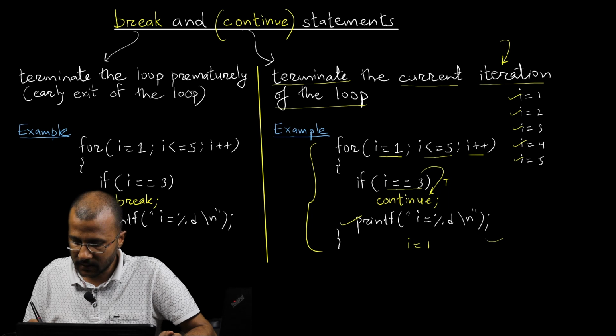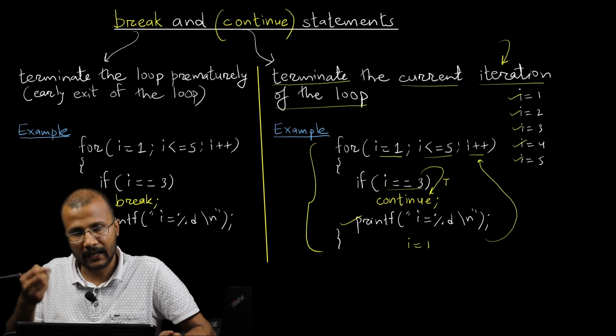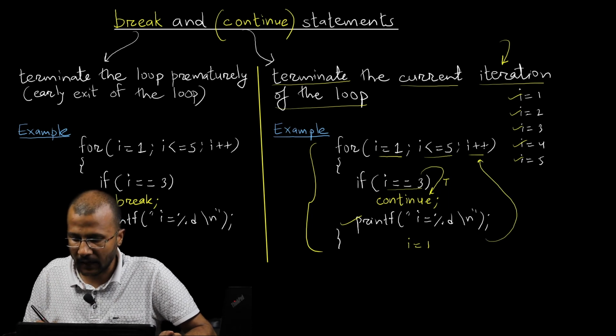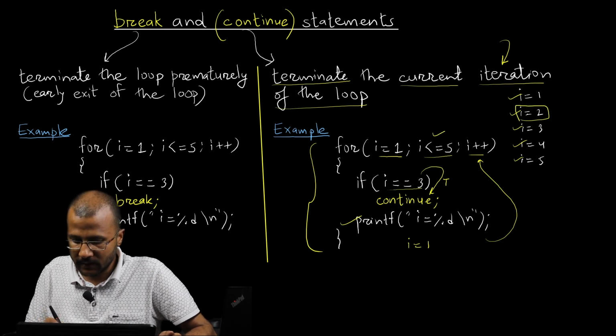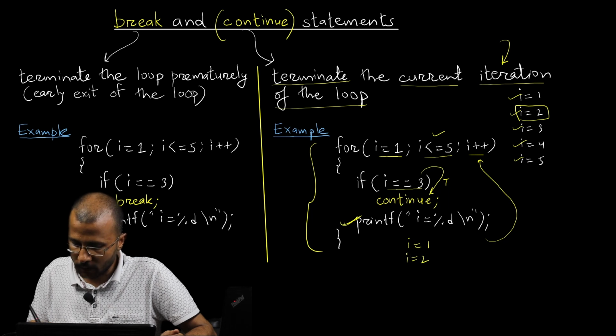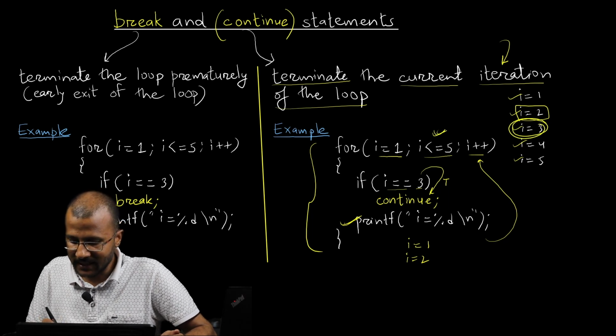Once this is done, the loop will act normally and it will go and increment the value of I. Now I becomes 2. 2 is less than or equal to 5, which is true. It will go inside and check the condition. 2 equals 3 is false, so it will print the value of I, which is 2. It will go back and increment the value of I. Now I becomes 3. Check the condition, 3 is less than or equal to 5, get into the loop. Now 3 equals 3, this condition becomes true.